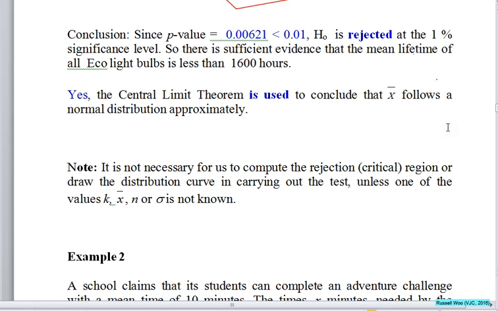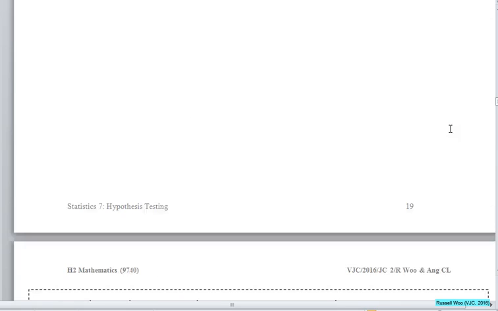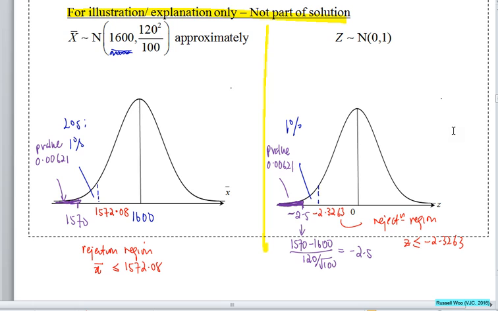Okay. Now, I don't think I want to go to example 2, but I want to say a little bit about the p-value. Look here. P-value is the probability of obtaining a result as extreme as the observed value. Correct?